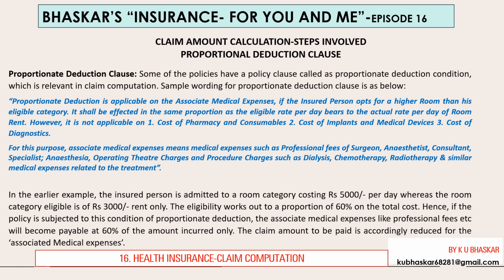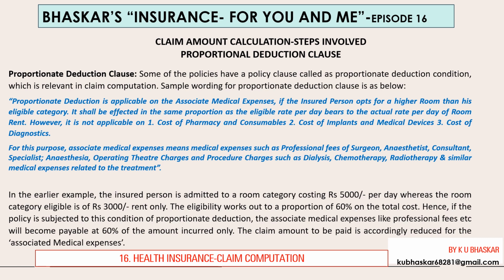The next step is to look at something known as a proportionate deduction clause. Some of the policies have a policy clause called the proportionate deduction condition, which is relevant in the claim computation. A sample wording for the proportionate deduction clause I have shown on the screen. Proportionate deduction is applicable on the associate medical expenses if the insured person opts for a higher room than his eligible category. It shall be affected in the same proportion as the eligible rate per day bears to the actual rate per day of room rent.